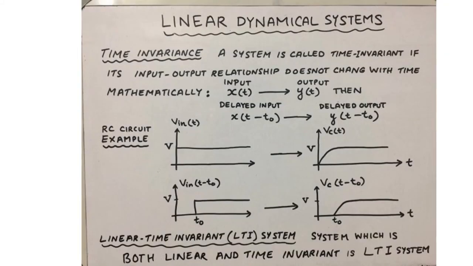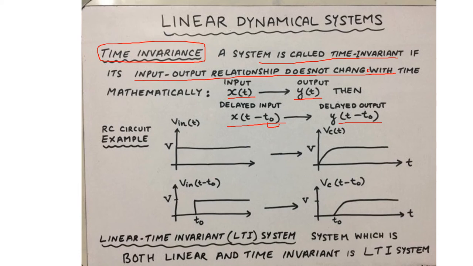Besides linearity, we seek another important property in dynamical systems, that is the property of time invariance. Loosely speaking, we say that the system is time invariant if its input-output relationship remains intact and doesn't change with time. Mathematically, if the input x of t gives you an output y of t, then if the input has been delayed by time t naught, then the output is also delayed by time t naught.